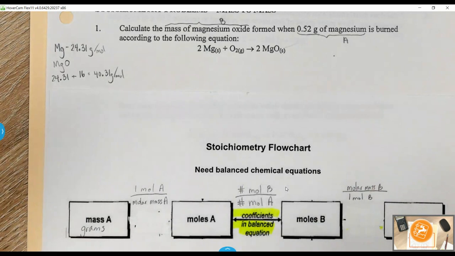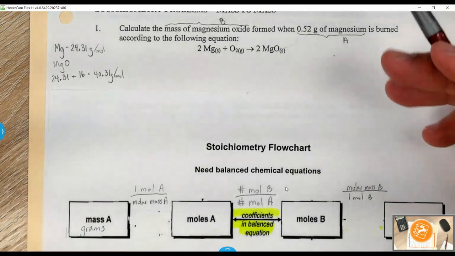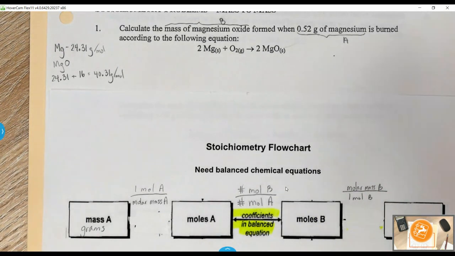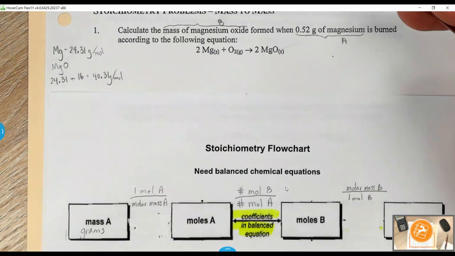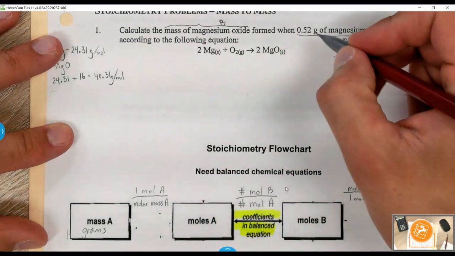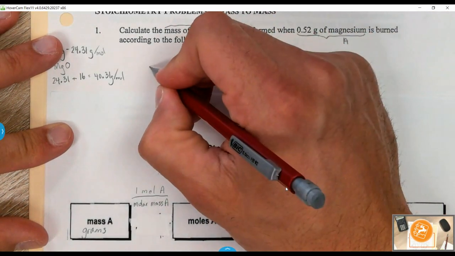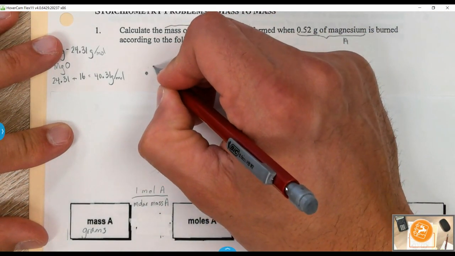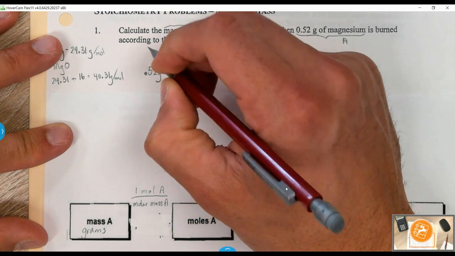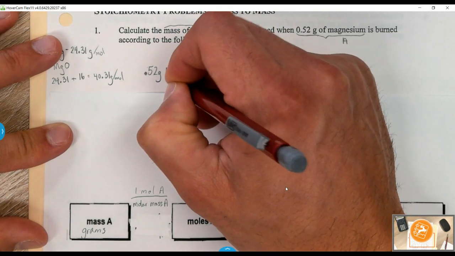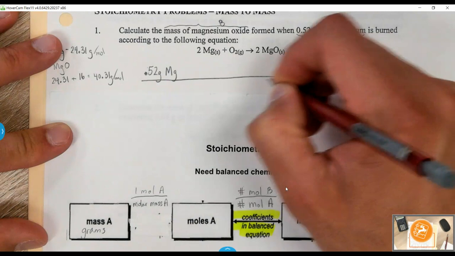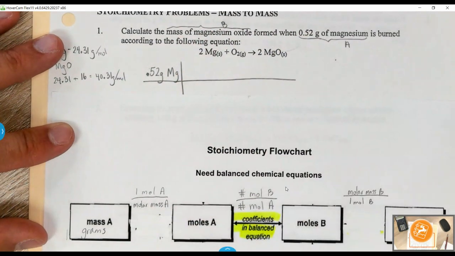Okay, I understand I need molar mass. Cool, we've done that. Now, what do I do? Very simple. Take what you're given and put it in the starting spot. So we're given 0.52 g of magnesium, so we're going to start it off like this: 0.52 g of magnesium.